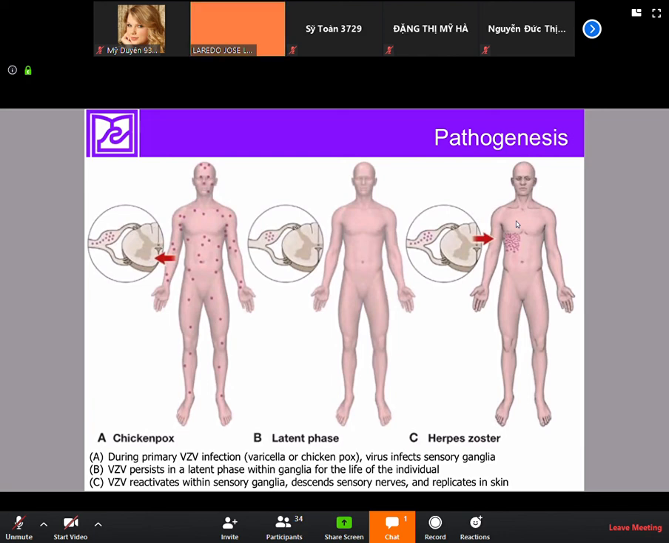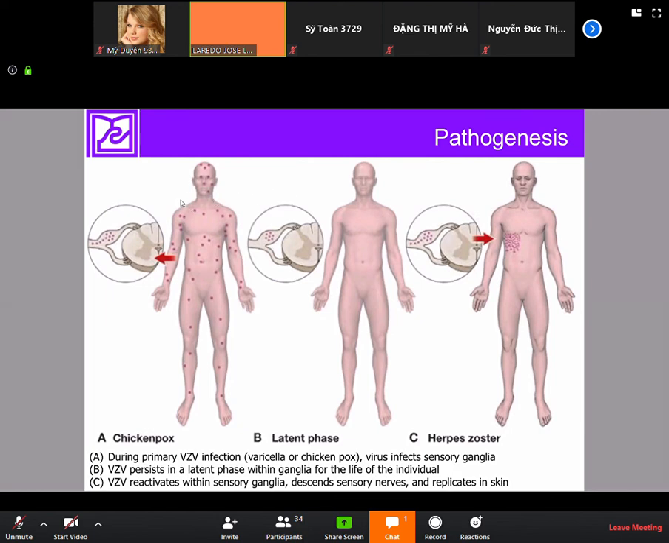So why is there a difference between the primary disease and the reactivation? Why are they so different? Well, the first difference is location.